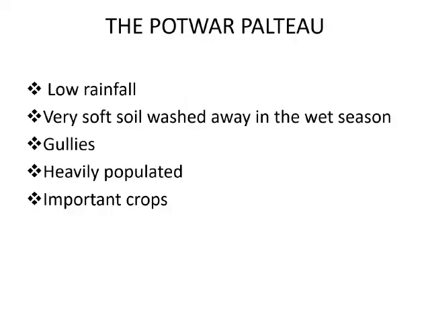Dear students, now we will talk about the Potwar Plateau. The Potwar Plateau experiences low rainfall, an average of 400 mm a year. The soil, which is very soft, is often washed away in the wet season. There are many small streams, but during the rain, the water cuts into the soft soil, making deep gullies in the land. These gullies cannot be used for irrigation as the water level is far below the surface of the land. Although it is a very poor area for agriculture, it is quite heavily populated. The most important crops are oilseed and, to a lesser extent, wheat.